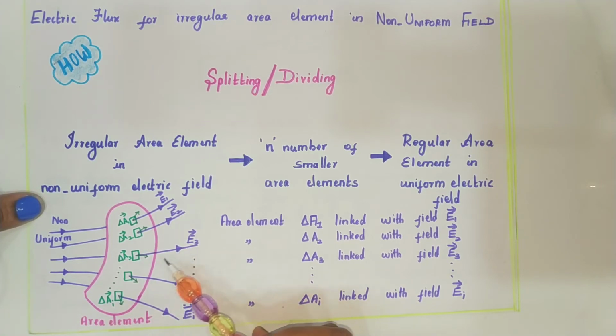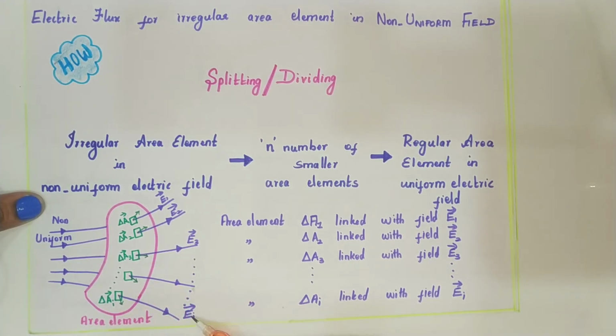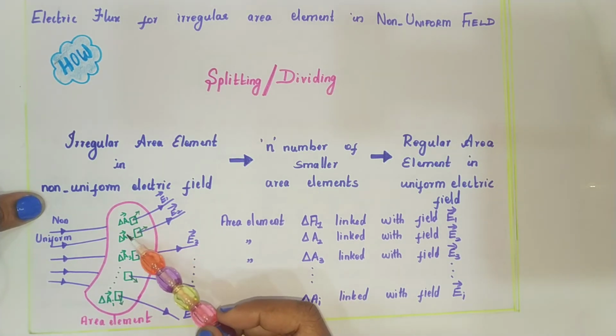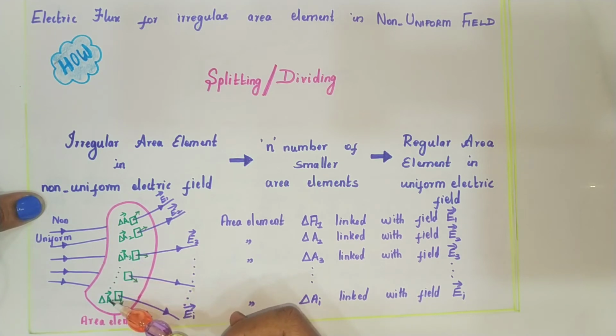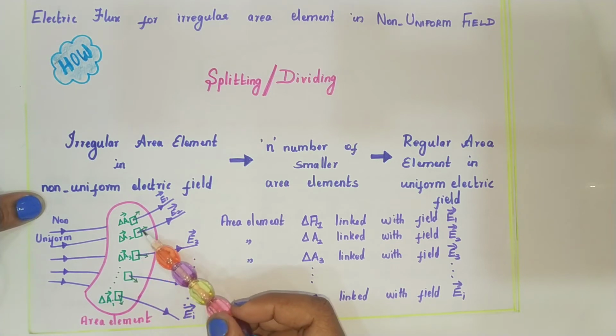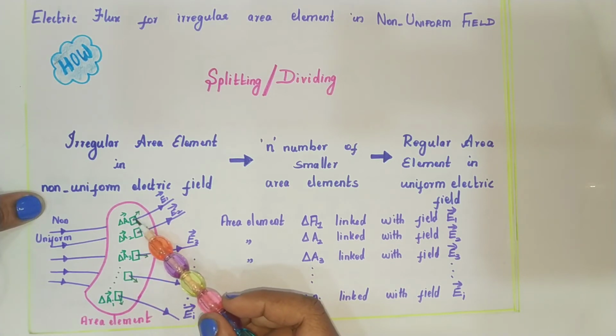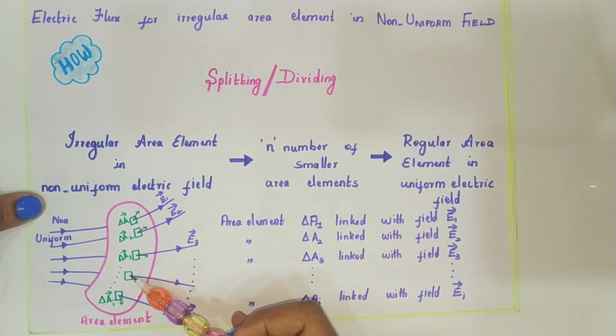E3 vector is the field line passing through the area element del A3, and so on up to Ei vector, which is the electric field line passing through the smaller area element Ai. And here del A1 vector, del A2 vector, del A3 vector and so on up to del Ai vector are the normal area vectors, that is, the normals drawn to each smaller regular shaped area element.